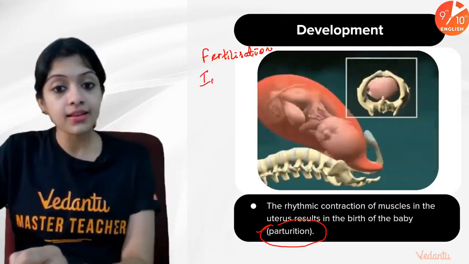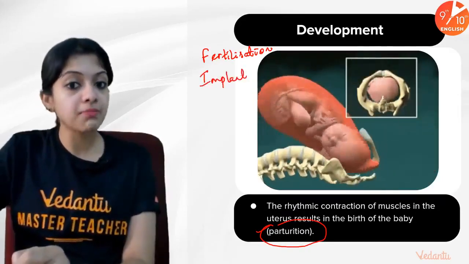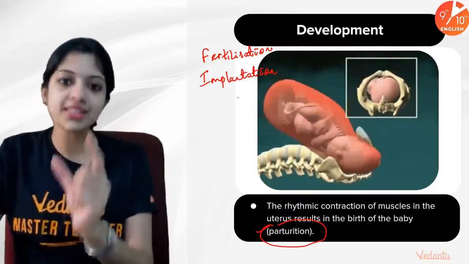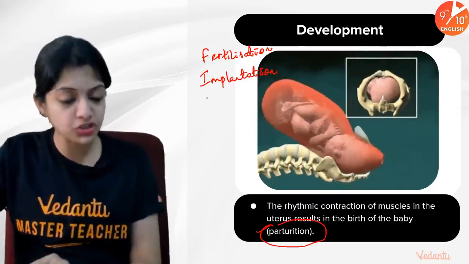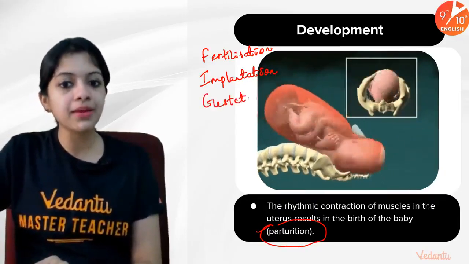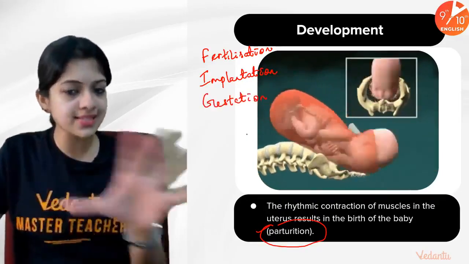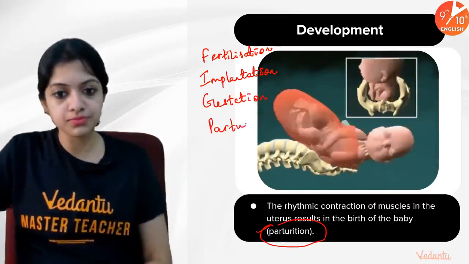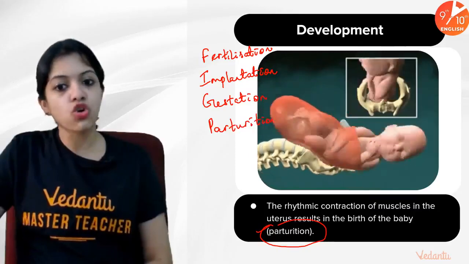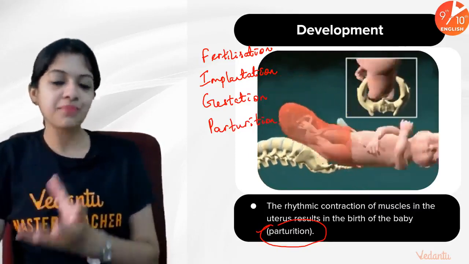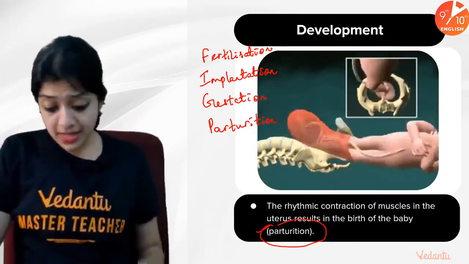And then implantation, wherein the blastocyst gets embedded in the uterine wall. This is when we say pregnancy is established. And then comes gestation, which is that entire period of pregnancy, the 9 months in the case of human beings. And then parturition, which is the act of expulsion of the baby or delivery of the baby from the mother's body.